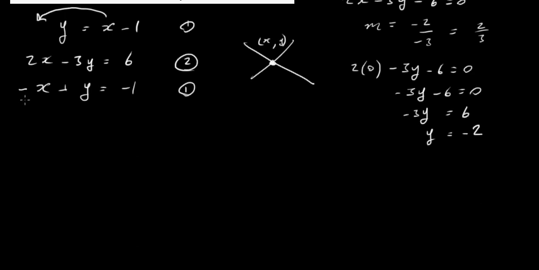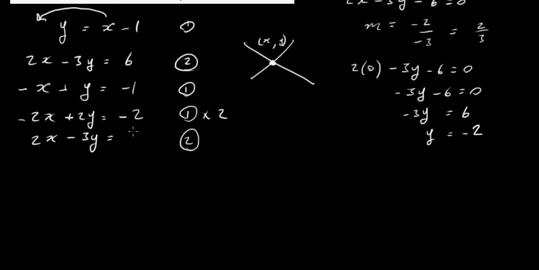Let's take equation 1 and just multiply it by 2. Let's start again. We multiply this by 2, we get minus 2x, multiply this by 2, we get plus 2y, multiply this by 2, we get minus 2. Okay, that's it. Let's write down equation 2 now, which was 2x minus 3y is equal to 6.